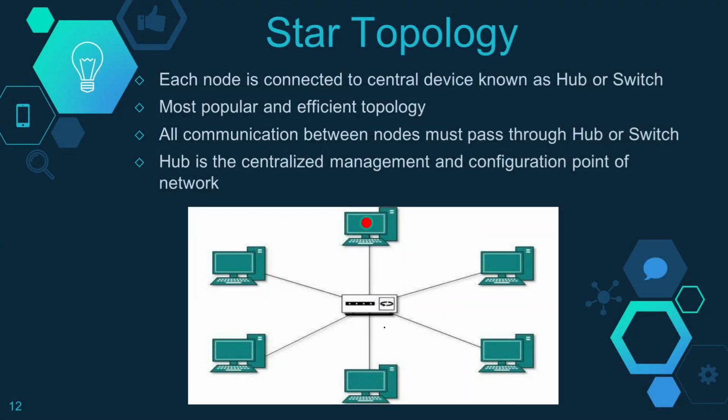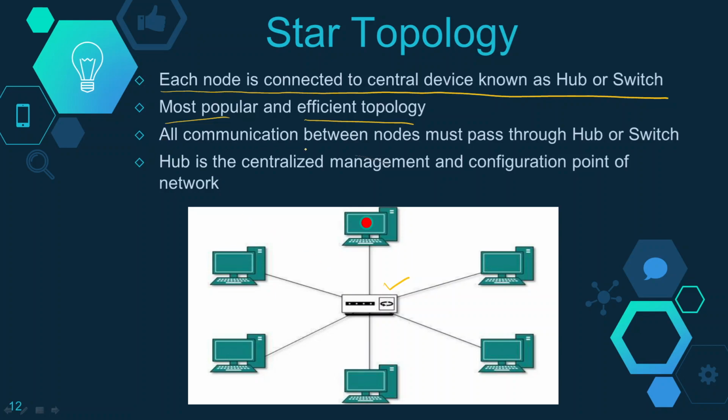The next topology is the star topology. So what is a star topology? In star topology, each node is connected to a central device that is known as the hub or the switch. It is the most popular and efficient topology. This topology is mostly used nowadays inside our homes and inside organizations.